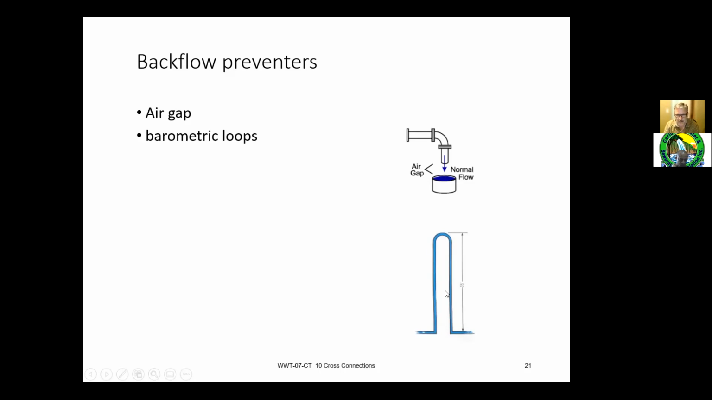You don't see too many of the loops that I've dealt with, due to the fact that you need 35 feet in height. So what it's saying is it's not going to back siphon through this pipe. You basically will not overcome the 35 feet distance there.